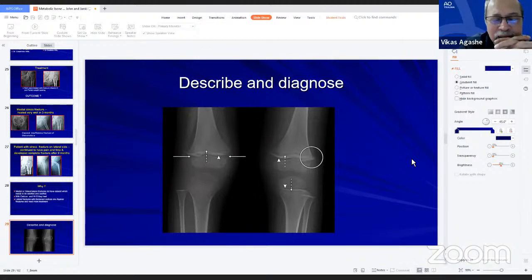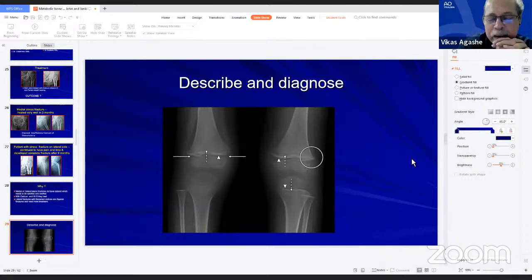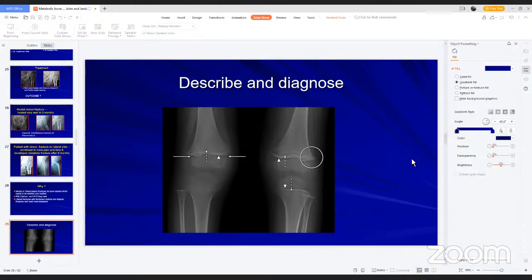So what is the problem in scurvy? Sir, in scurvy, collagen. Vitamin C is deficient, so there is no proper hydroxylation of collagen. Hydroxyproline and hydroxylation is needed. Correct. So there is deficiency, we can't do it because there is no vitamin C, ascorbic acid. Correct. Yes.